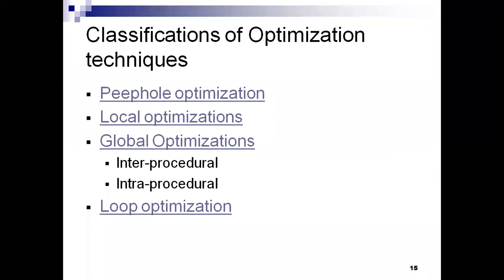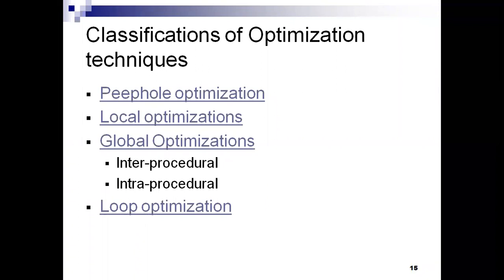This is about the classification of code optimization techniques: peephole optimization, local optimization, and global optimization. Again, the global is divided into interprocedural and intraprocedural, and then finally loop optimization. Before going on to learn about the classifications of optimization techniques, I need to explain the principal sources of optimization, and before that, the scope of operation.